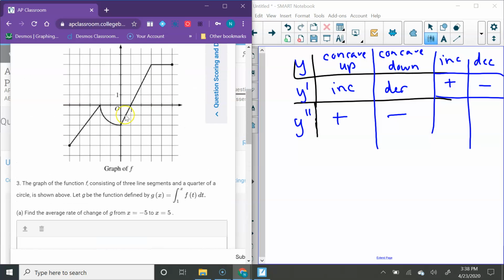So if we look at the graph, we are increasing here from -5 up to -2. We also increase from 0 up to 3. So those are our places where our graph is concave up.